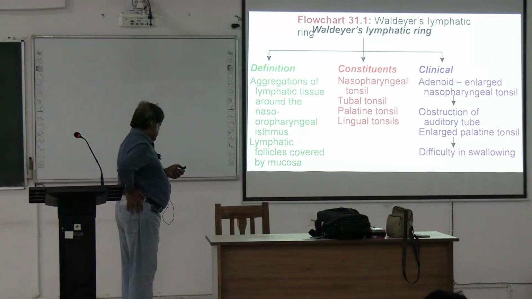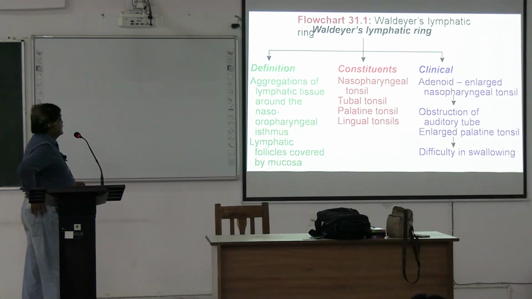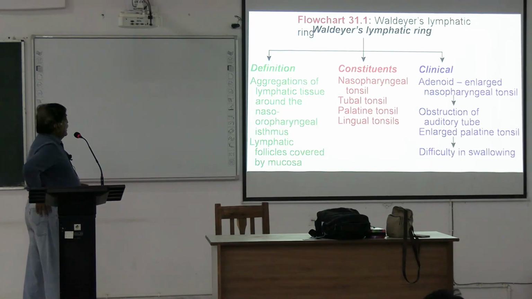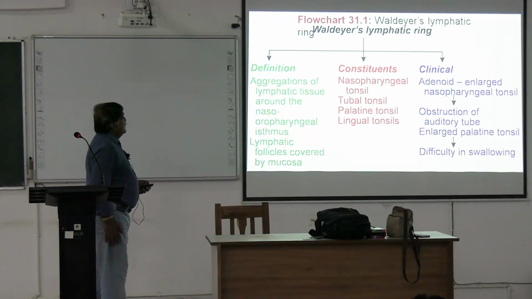Now, Waldeyer's lymphatic ring. Definition, aggregation of lymphatic tissue around the naso-oropharyngeal isthmus. And lymphatic follicles covered by mucosa. Constituents, nasopharyngeal tonsils, tubal tonsils, palatine tonsils and lingual tonsils. Clinical, adenoid enlarged nasopharyngeal tonsils. Obstruction of auditory tube, enlarged palatine tonsils, difficulty in swallowing.